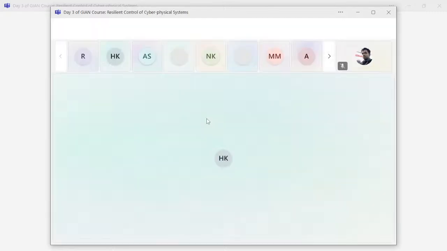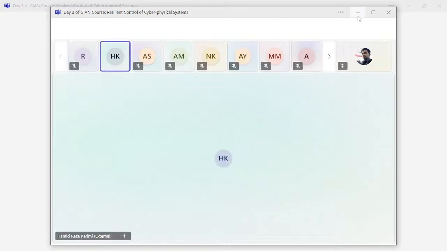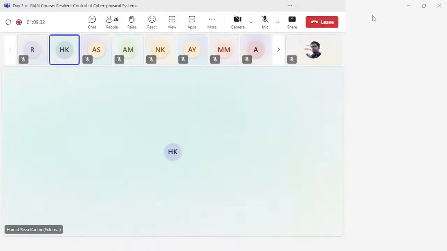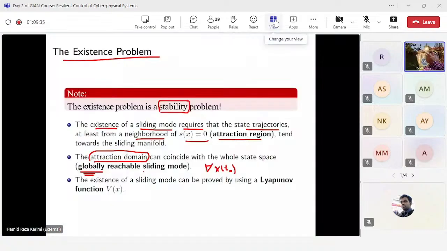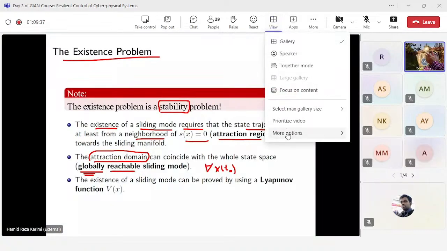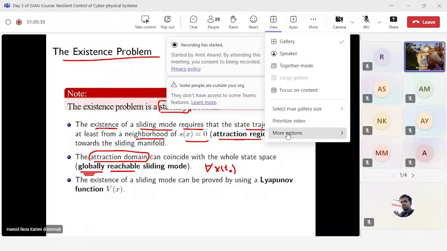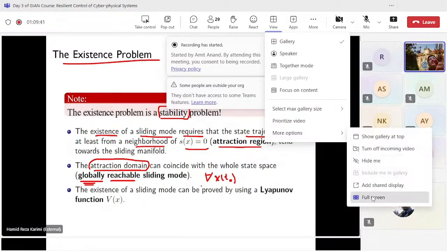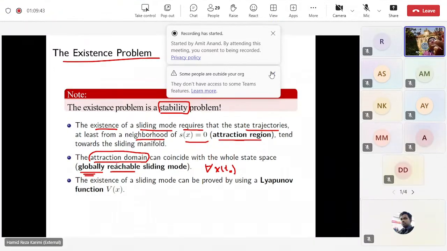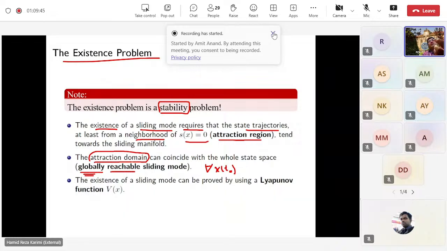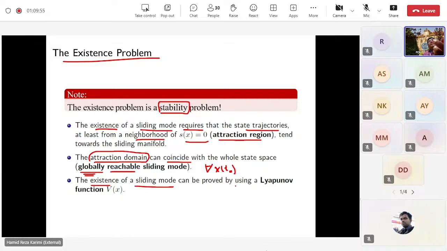Stay at the time zero. So you want to do such a basic stabilization. And that's it. If you want to satisfy the reachability for all the global state, it means that if your attraction domain can coincide with the whole state, then you have a global reachability. So existence of a sliding mode can be proved by using the Lyapunov function.